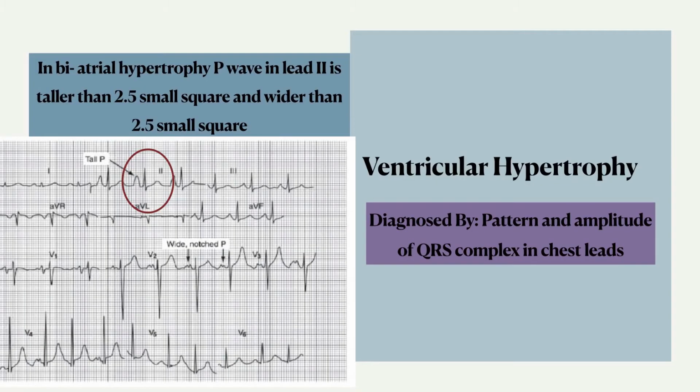In biatrial hypertrophy, P wave in lead 2 is taller than 2.5 small squares and wider than 2.5 small squares.